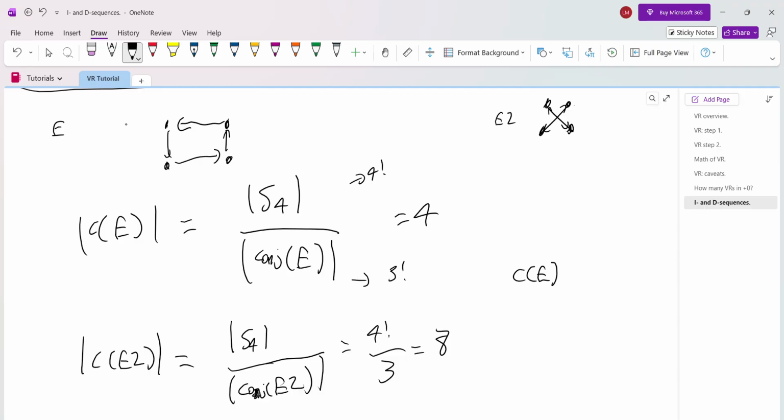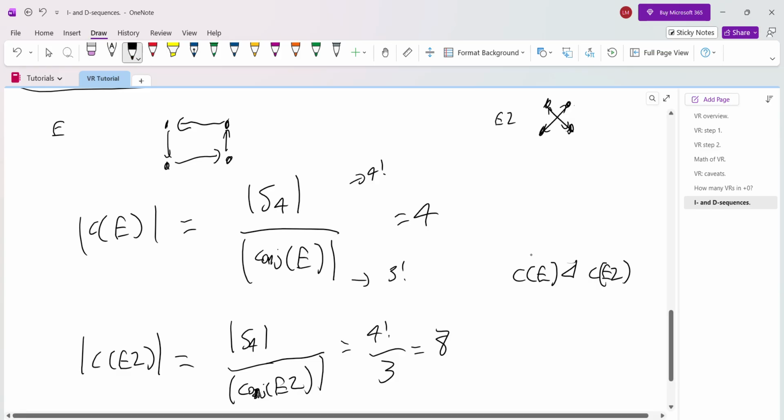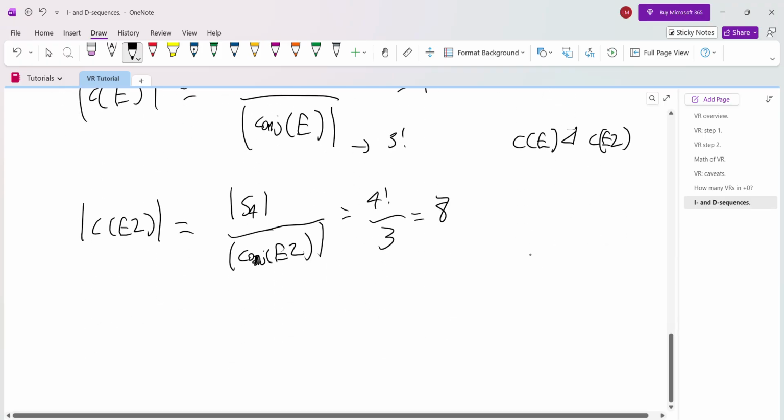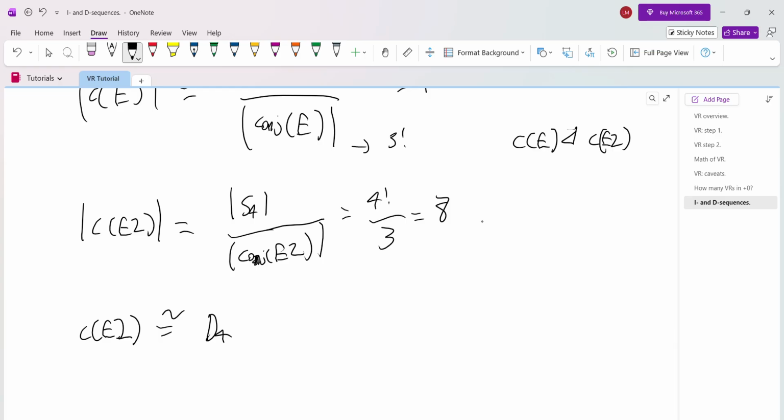Right, in particular, we know that the centralizer of E is a subgroup of the centralizer of E2. Actually, it's a normal subgroup, because its index is exactly equal to 2. And we know that when two groups are contained one within the other with index 2, then the smaller one is a normal subgroup of the bigger one. So we can also try to analyze the group structure of the centralizer of E2, which is basically I and D sequences, and it is isomorphic to the dihedral group on the square. So that's a group of order 8.